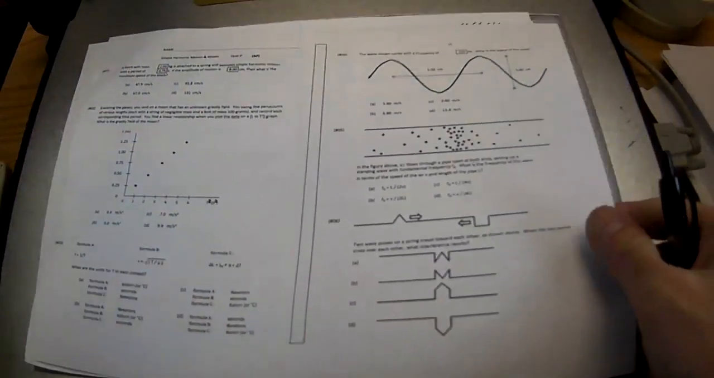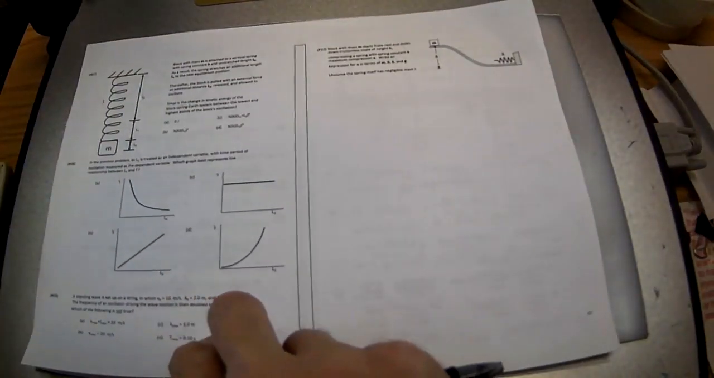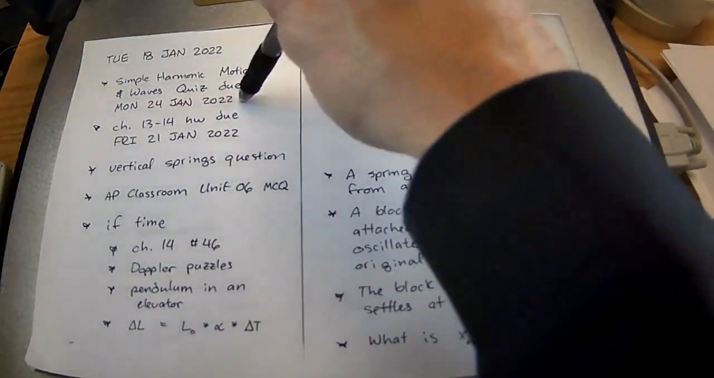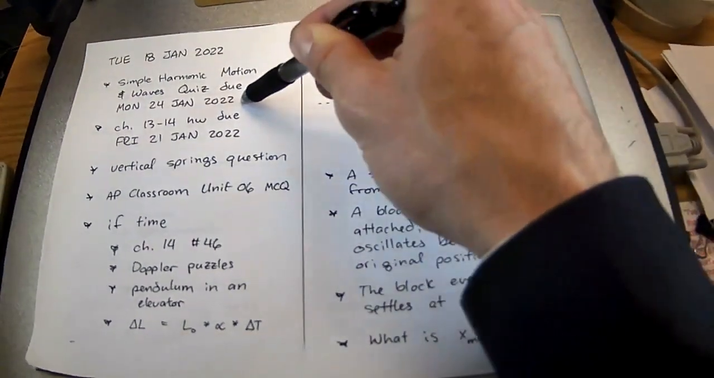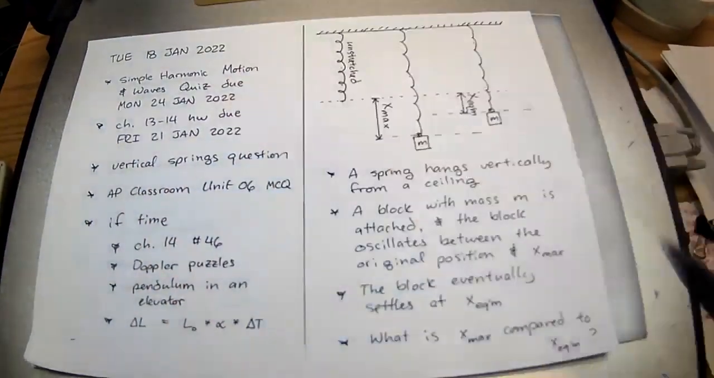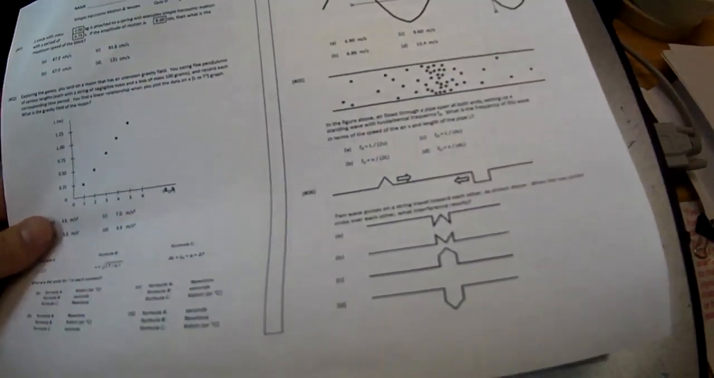Looks like this, clip to the front of your desk, simple harmonic motion and waves quiz, front and back. This is going to be an open notes take-home quiz, just like the most recent ones we've been doing this year. Let's have that due the Monday coming back from this next weekend. So that's 6 days from now, Monday, January 24. Okay? That will be when this quiz is due.